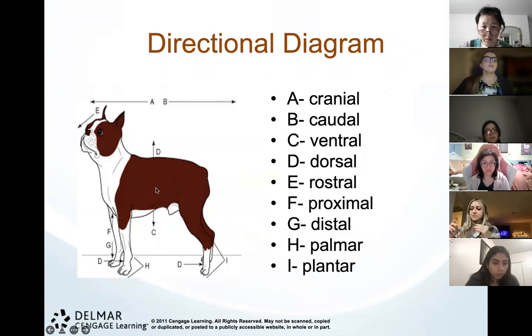C is ventral, which is going towards the belly. So we have C towards the belly. Now the flip side of that is going up and towards the back, and that is dorsal. So it's either ventral or dorsal. Then when we're specifically talking about the head, remember we can't be cranial anymore because we're already specifically on the cranium. That's the skull. So we're going to use the term rostral towards the nose, and then we'll still use the term caudal towards the tail.